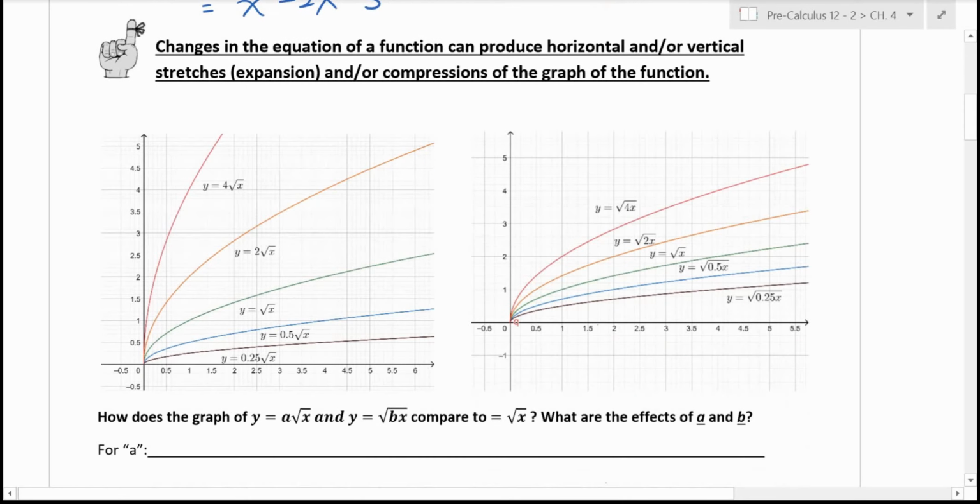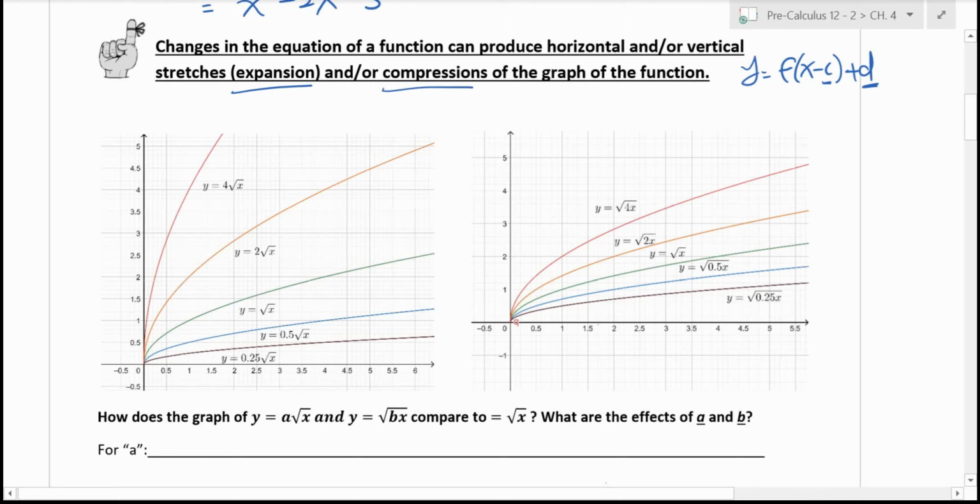All right, so now we are going to talk about the stretches, either expansion or compression of the graph. Two lessons ago, we saw y equals f of x minus c plus d. Recall c is about horizontal translations and d is about vertical translations.